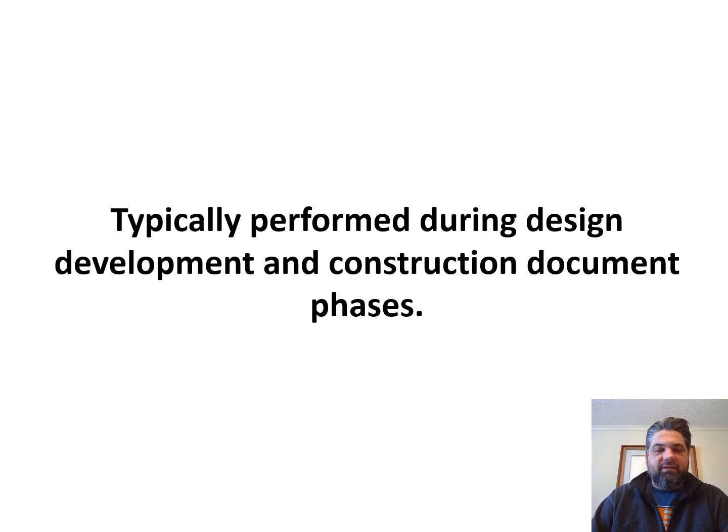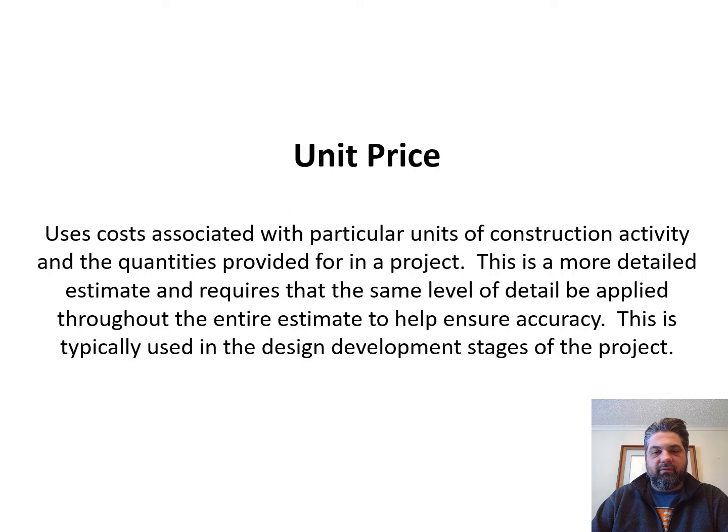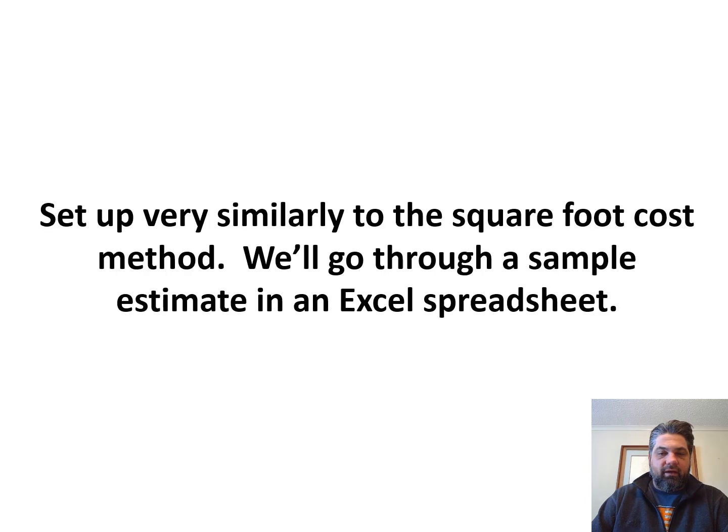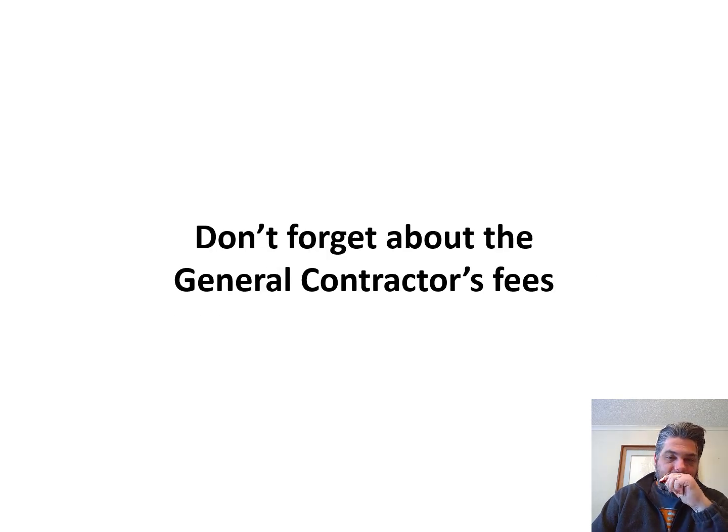Excuse me. And the last one is a quantity survey method. And this is typically the detailed type estimate that you would do during design development and construction document phases. Really what this is, is breaking down the building into its parts and pieces and using unit costs in order to do that. And it's set up very similarly to the square foot cost method. So during class, what I'll do is we'll go through a sample in the Excel spreadsheet, because this also ties into your project 3 assignment. So we'll dive in more into that.